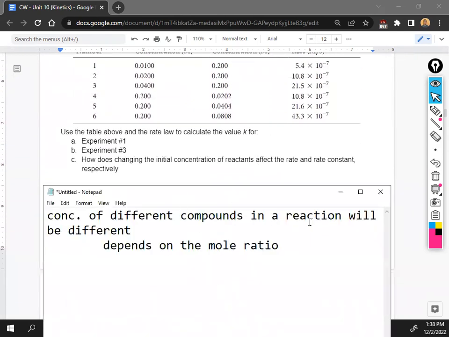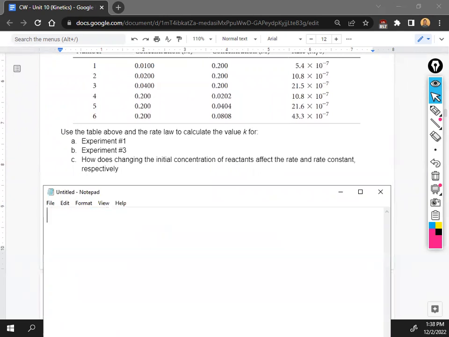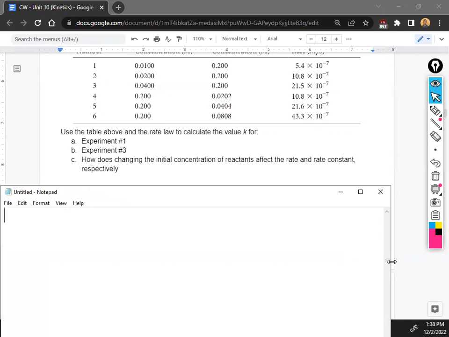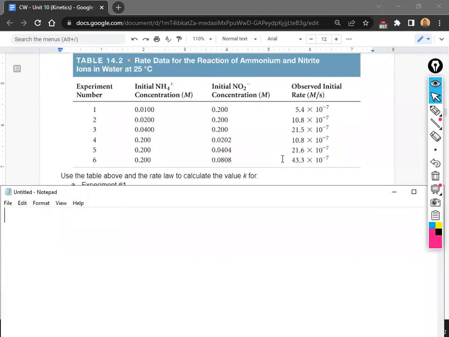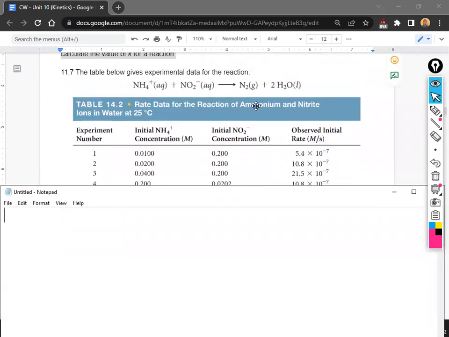Please make sure that you have this up on Canvas, okay? All right, so what we're going to do is use the table above and the rate law to find the value of K in these different experiments, okay? So what I want you to do is first see if you can write the rate law for this reaction, okay? So this is the chemical reaction. I want you to see if you can write the rate law for this reaction, okay?